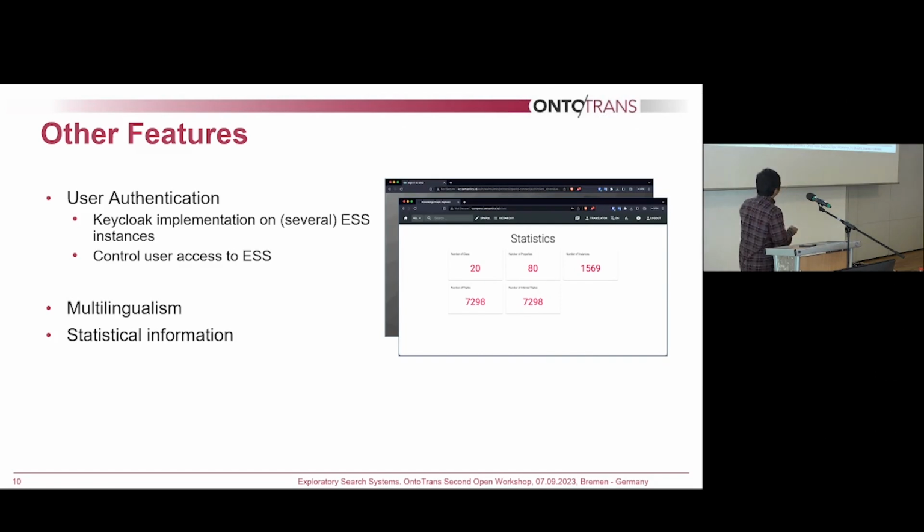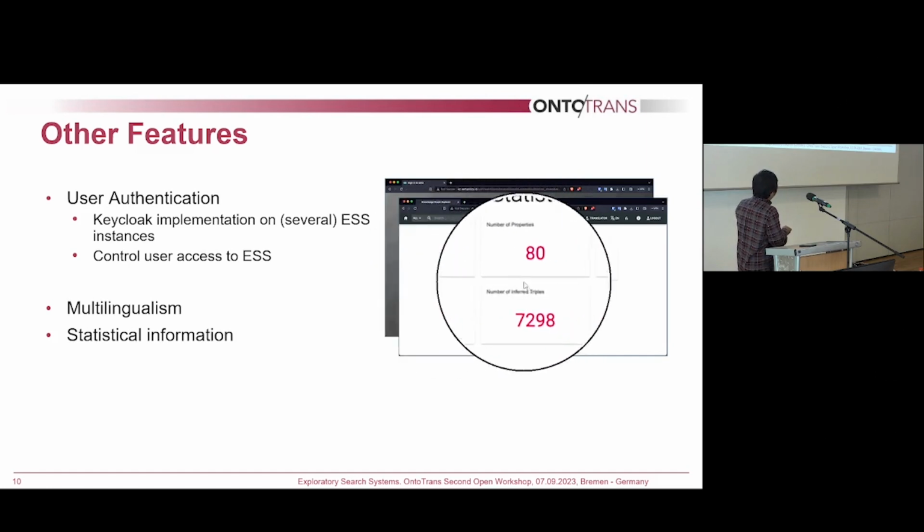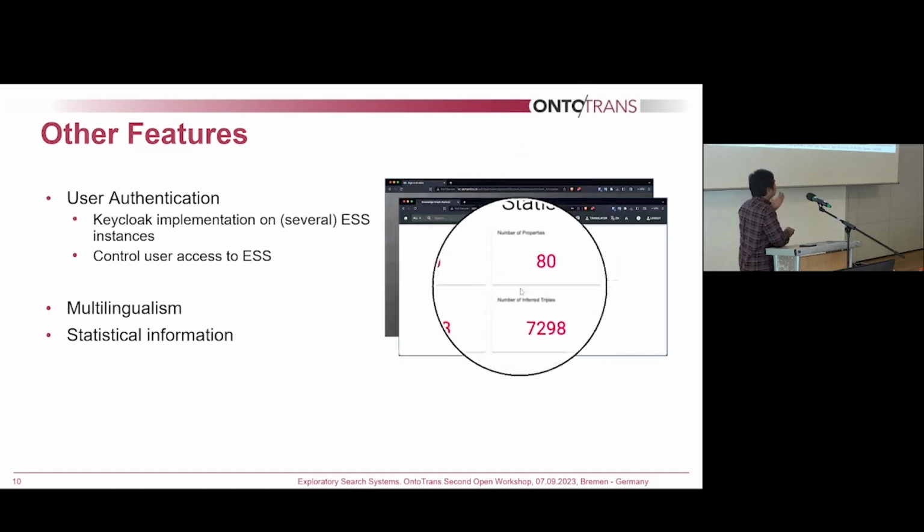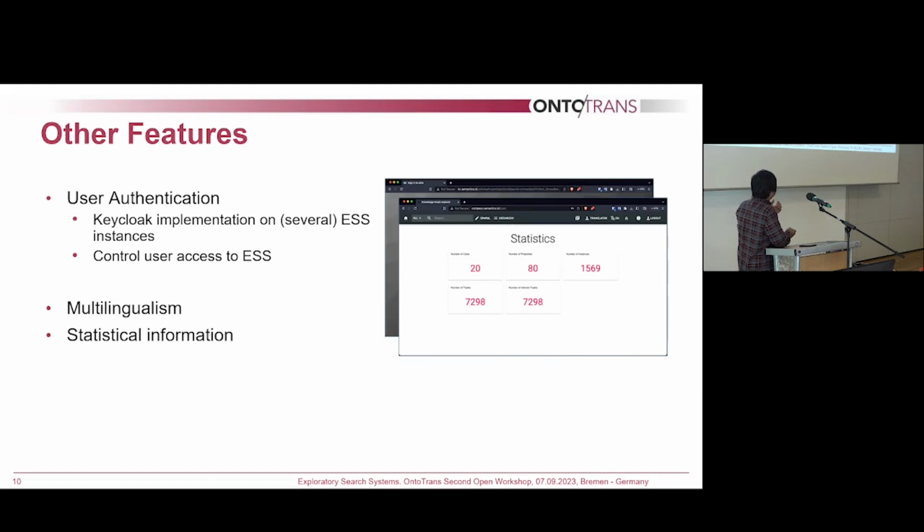Statistical information is another thing. So in here, currently, we only have the basic thing like number of classes, instances, triples, and so on and so forth. But we can add this with additional information as needed for each of the use case.